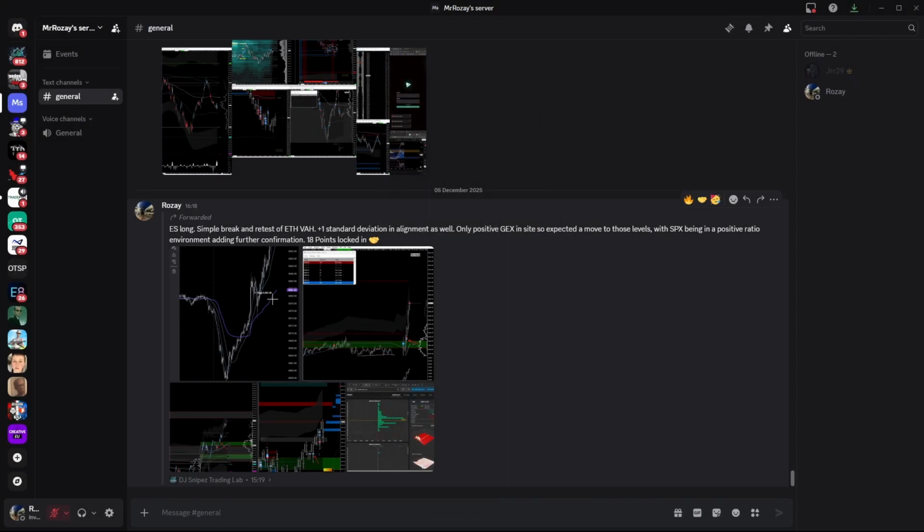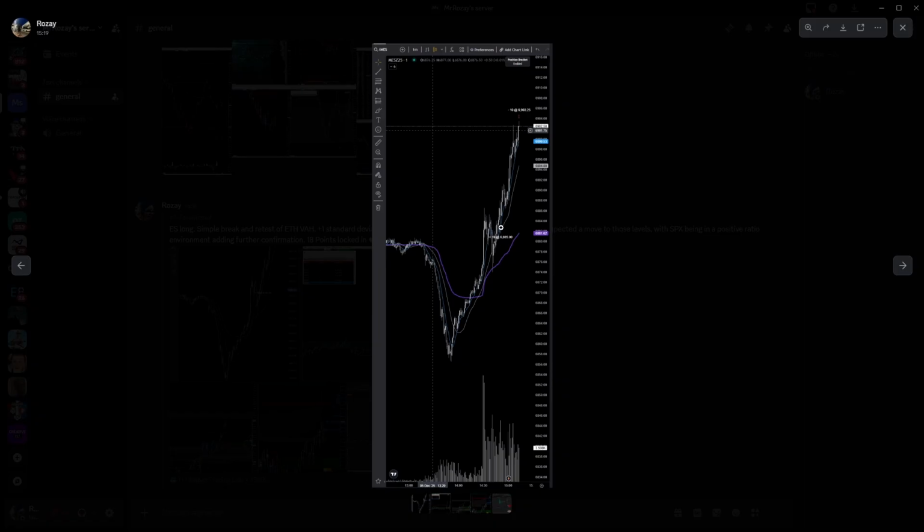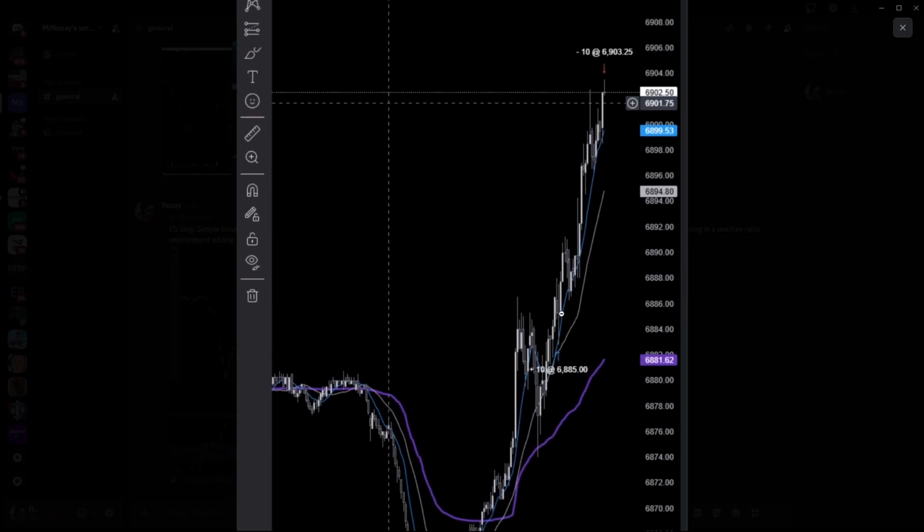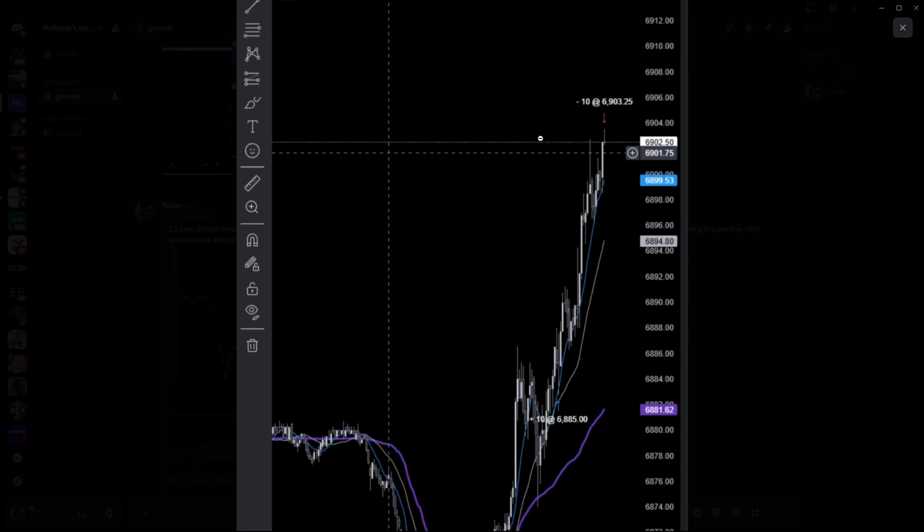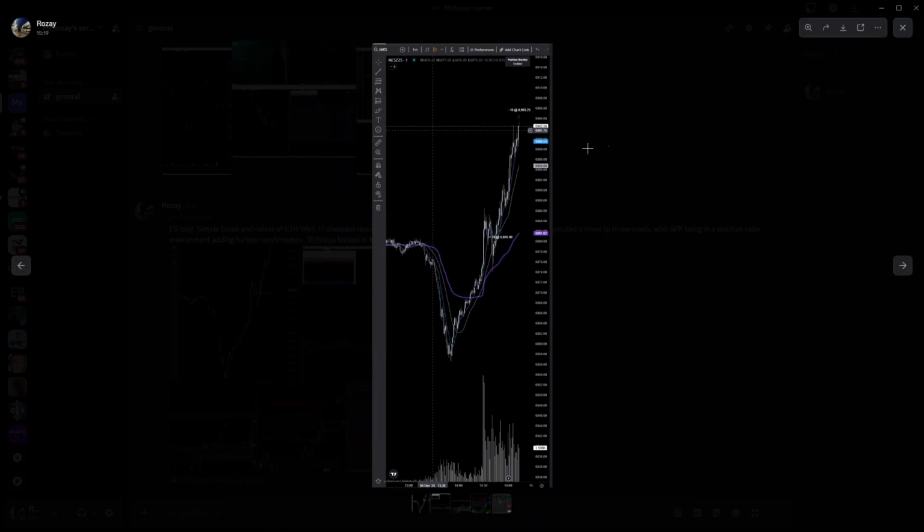So this was a trade that I took just after the cash session opened. It was just a few minutes before the news came out, so I think 2:45 UK time, which would have been 9:45 central time. I waited for a setup to play out, got in, as you can see from here, 10 contracts or 10 micros, and I was able to close out here for 18 points.